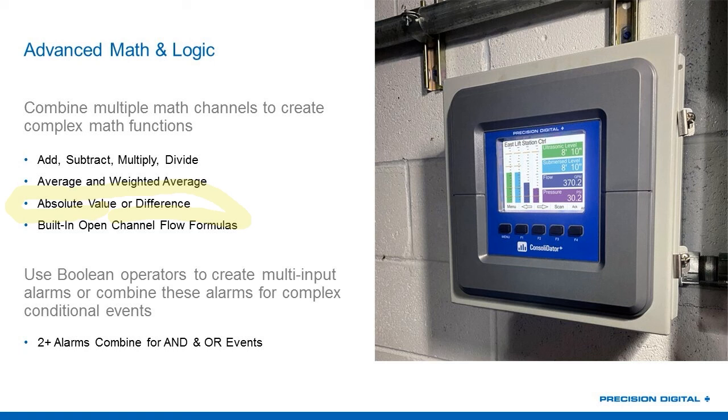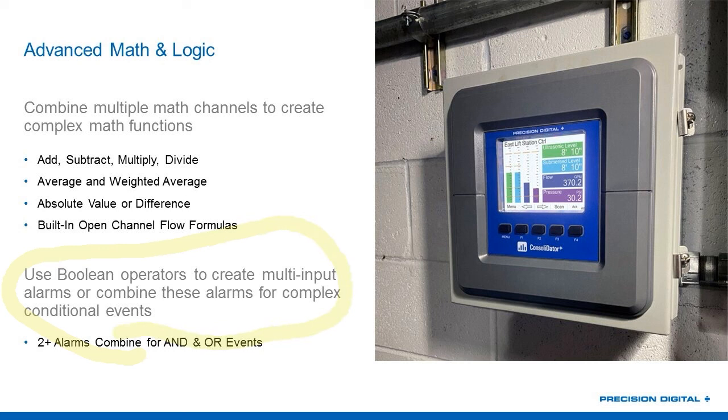And lastly, and this is really cool, and people really like this one, it has built-in open channel flow formulas. You choose your flume or your weir, and it will populate the formula that comes out of the ISCO book automatically, and you just go in there and fill in the blanks. It shows you the formula, and you can manipulate the formula. It's really nice. And, of course, I have to mention this again, Boolean operators, because this is an extremely powerful feature.